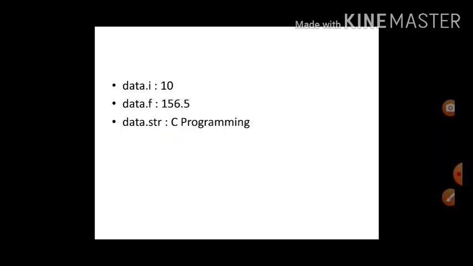What will be the output of this program? First, it will show data.i is 10. Then in our program, we read the value to the floating point and then printed it. So data.f is 156.5, and then we stored C programming into variable str. Then printing it, data.str equal to C programming. This will be the output of the program we have just seen.